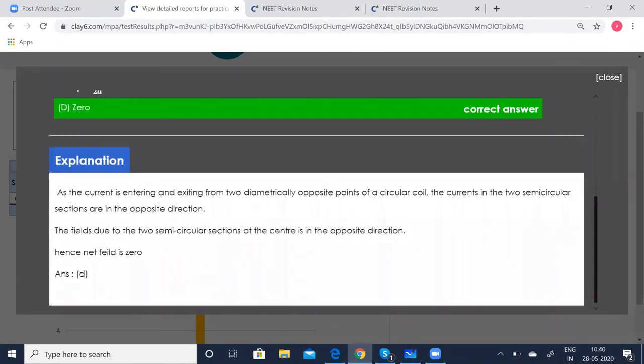Let's see: the current is entering and exiting from 2 diametrically opposite points of a circular wire. So the currents in the 2 semicircular sections are in opposite directions. So the fields due to the semicircular sections at the center are in opposite directions, equal but opposite. So the net field is going to be 0. So option D was correct.